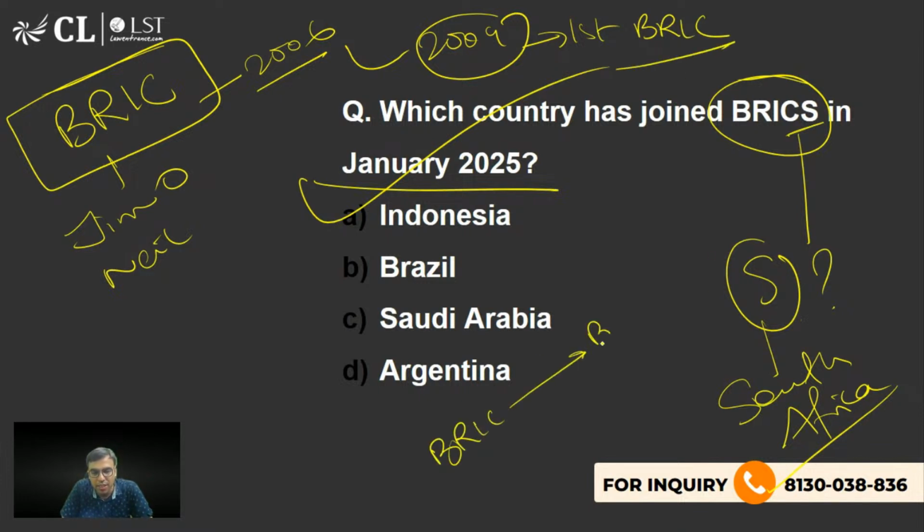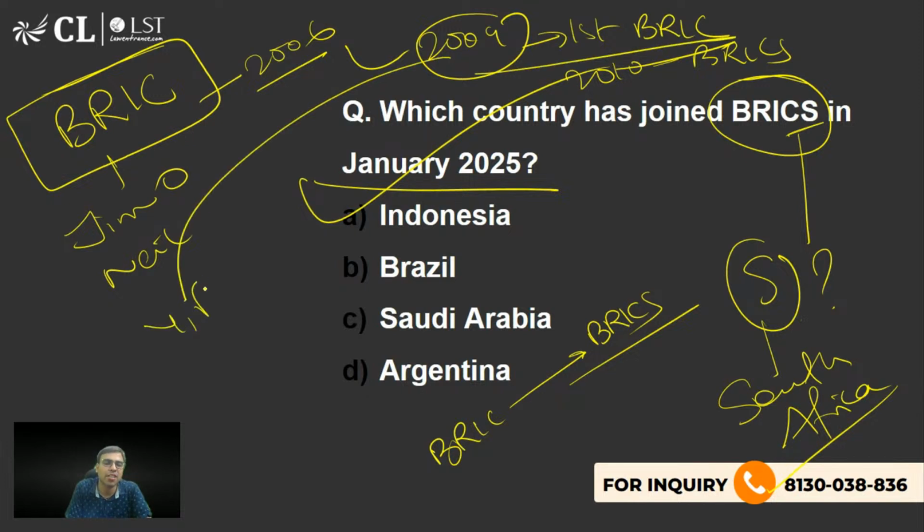BRIC से BRICS कब बना था? In which year? Please tell me. कौन से साल BRIC जो है BRICS बन गया? 2010. Yes. So the next year, in 2010, BRIC became BRICS. अच्छा, पहली समिट BRIC की येकातेरिनबर्ग, रशिया में हुई थी, है ना.